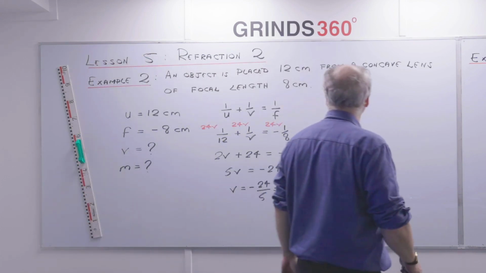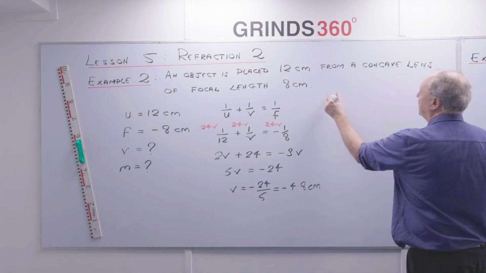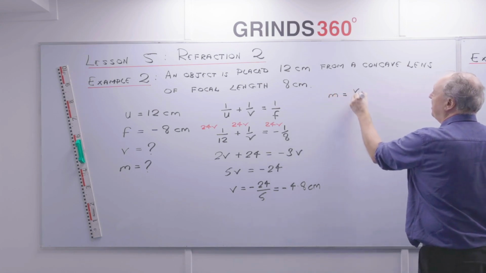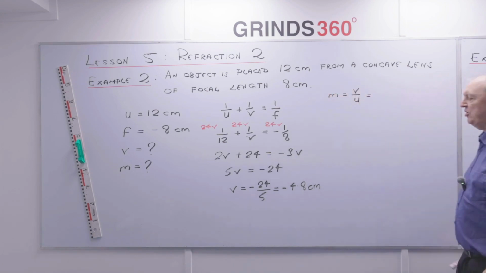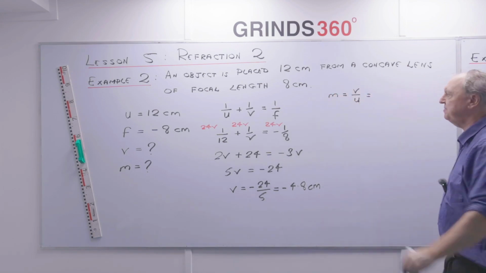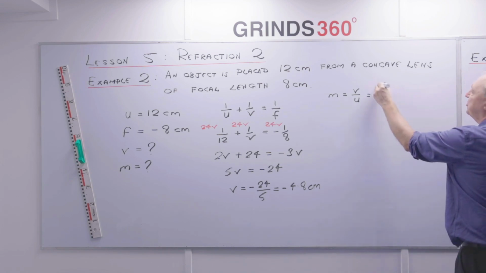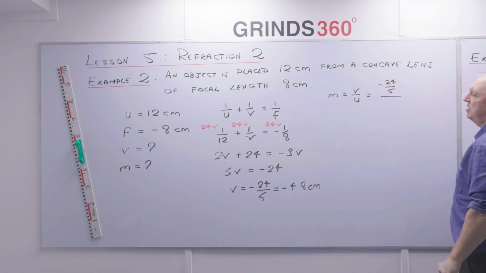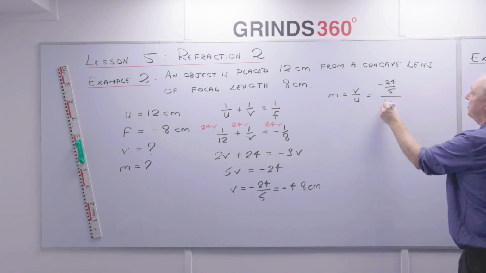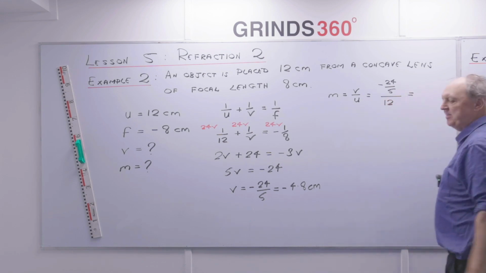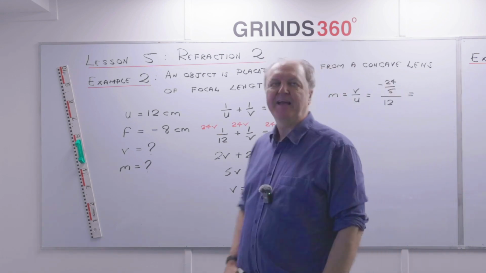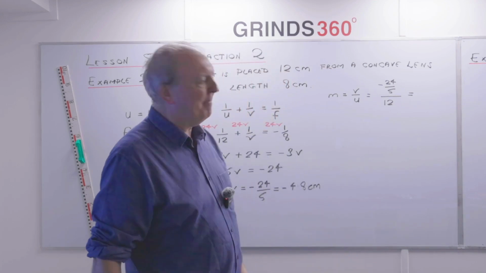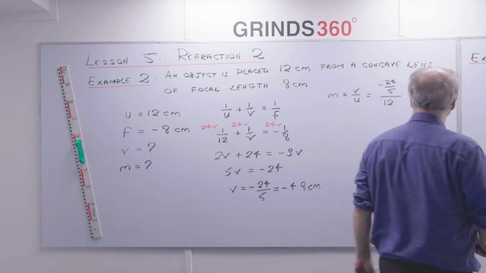I also want to work out the magnification. So the magnification m is v divided by u. My value of v, let me leave it as a fraction, is minus 24 fifths, divided by u, my value of u is 12. Do that in your head or your calculator, and I get an answer of minus 2 fifths.